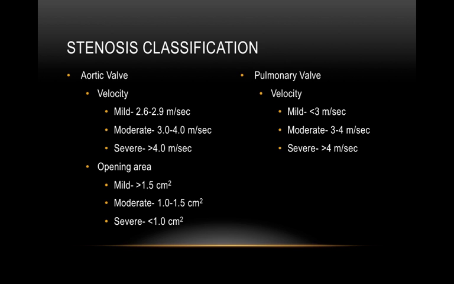So 2.5 to 3 is mild, 3 to 4 is moderate, and greater than 4 is severe. This applies to both the aortic and the pulmonary valve. The opening area can also be used when looking at the aortic valve. If the opening area is greater than 1.5 centimeters squared, that's mild. If it's 1 to 1.5 centimeters squared, that's moderate. And if it's less than 1 centimeter squared, that's severe.